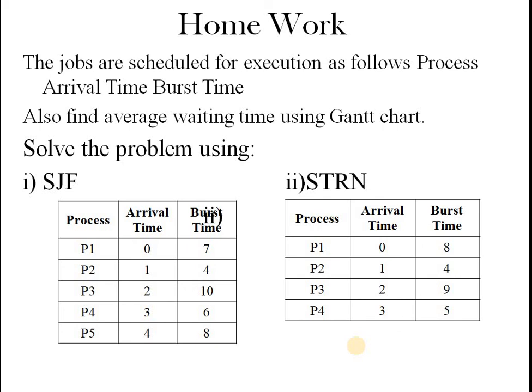Now take homework. The jobs are scheduled for execution as follows: process arrival time and burst time. Also find the average waiting time and turnaround time using a Gantt chart. These are the two examples. One is to consider and solve using the non-preemptive SJF algorithm, and the second is SRTN, the shortest remaining time next, that is the preemptive SJF.